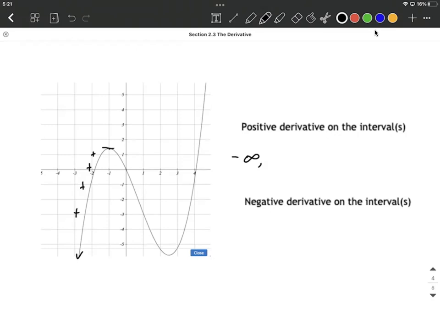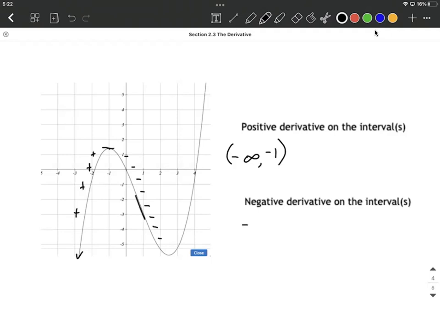So that's from negative infinity to negative 1. In these cases, we always leave off the endpoints. All right, so it's negative 1, but we don't include that with either the positive or the negative derivative intervals. All right, after the negative 1, I should say, it starts decreasing. So that tells us that our derivative is going to be negative, all right, because our tangent lines are going to be negative slopes for this interval.